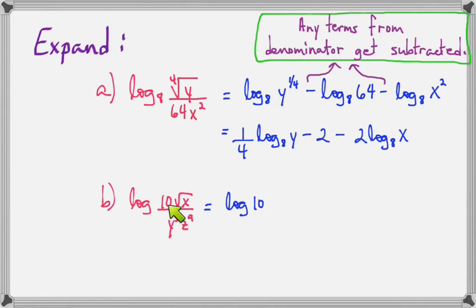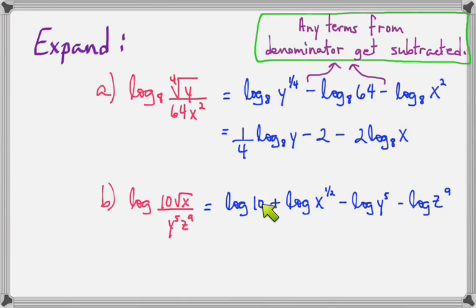I first got log of 10 plus log of x to the 1/2, then minus log of y to the 5th because the y to the 5th came from the denominator, and minus log of z to the 9th. So these are both minus because they came from the denominator. And now let's go back and see what we can do to each term.